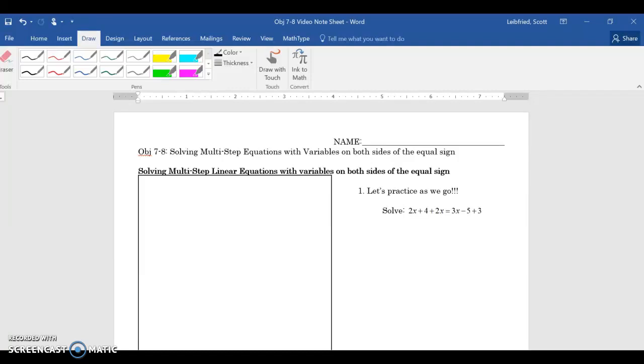Welcome back to Objective 7 to 8, solving multi-step equations with variables on both sides of the equal sign. Let me remind you of our goal. We want to get the variable by itself.